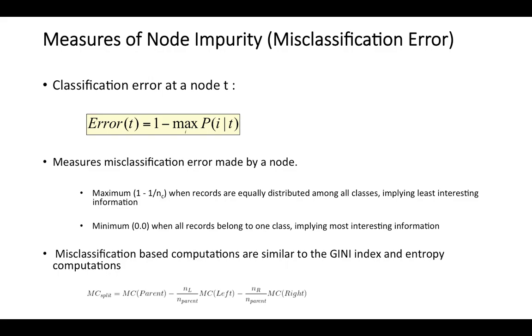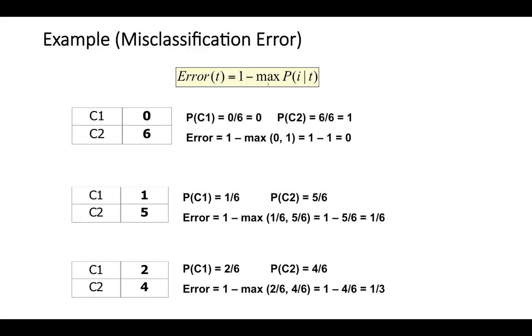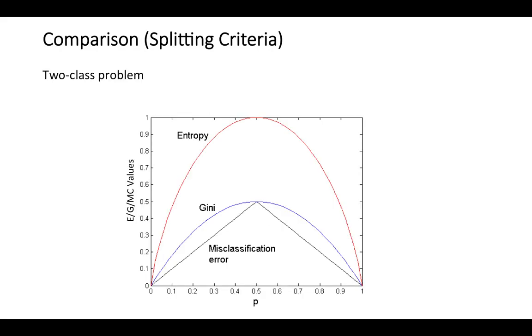Just like the Gini index, you use the probability of i given t, the node t. You can use exactly the same idea here, except this metric is different. But there is a need for different metrics. It depends on what kind of data set you have. Some data sets may perform poorly with some of the metrics, and some may perform better.